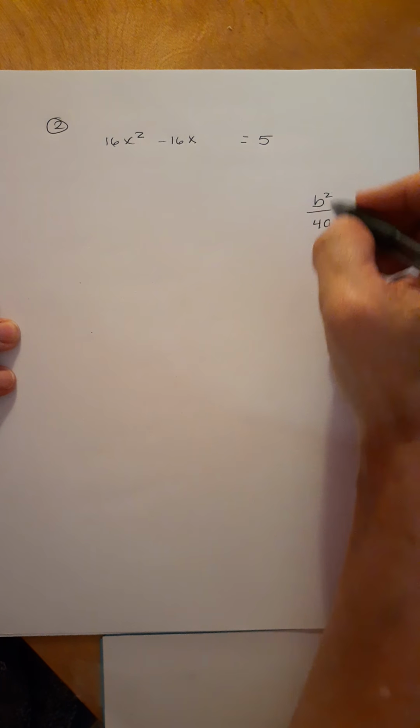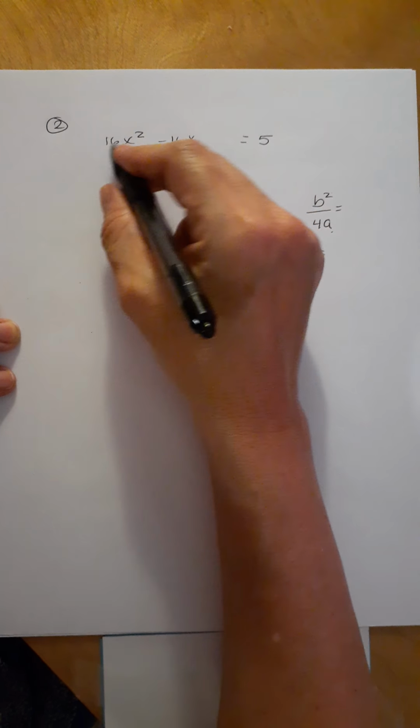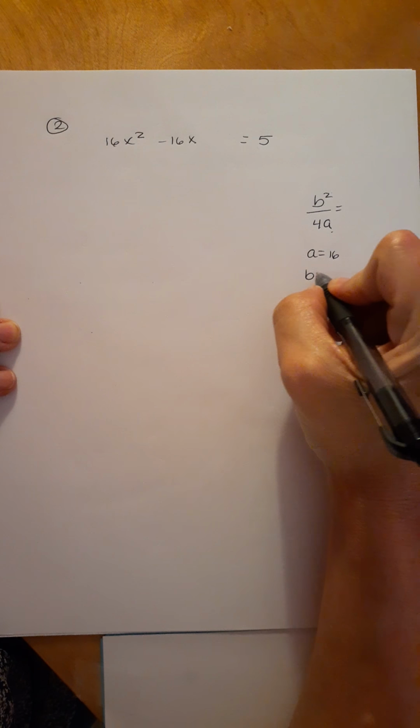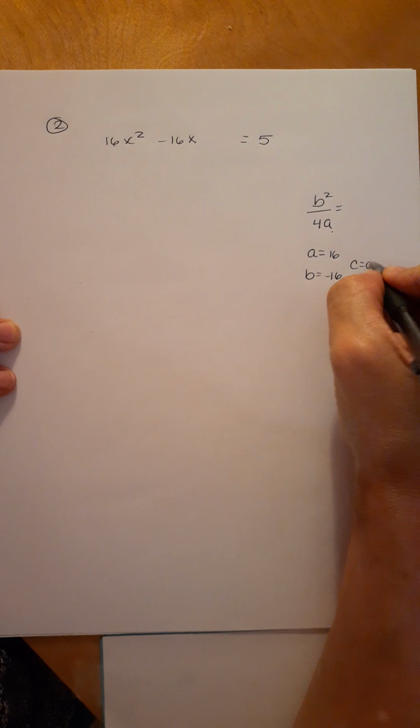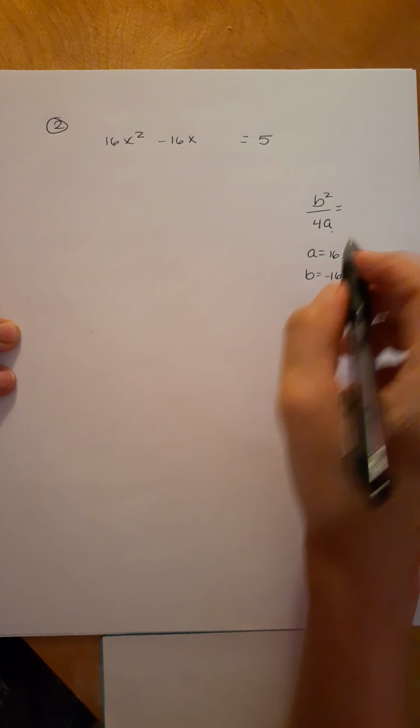So I figure out, what is my A? 16. What is my B? Negative 16. What is my C? 0. The number's on the other side, so that doesn't count, so it's 0.